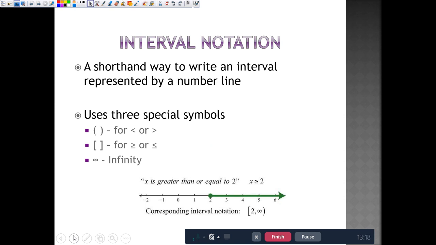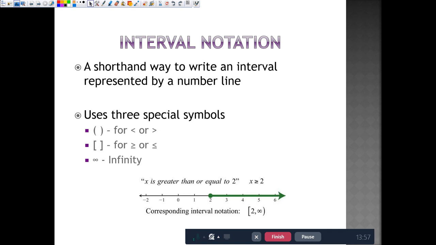Alright. Interval notation is a shortened way to write an interval represented by a number line. So this is a shortened way to write inequalities, okay? And we use special symbols. If it is a less than or a greater than symbol, we're going to use parentheses. If it's greater than or equal to, or less than or equal to, we're going to use brackets. If it goes on forever in the positive direction, we're going to have a positive infinity. If it goes on forever in the negative direction, we're going to have a negative infinity.